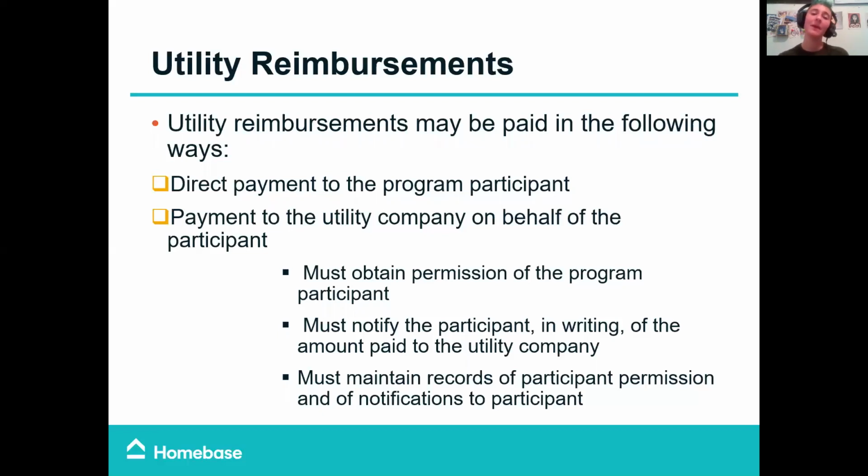You can also make a payment directly to your utility company, but you have to get the client's permission, and you have to notify the client that you're going to be doing that and maintain records that you're doing that, and you're notifying the client as you're making those payments.